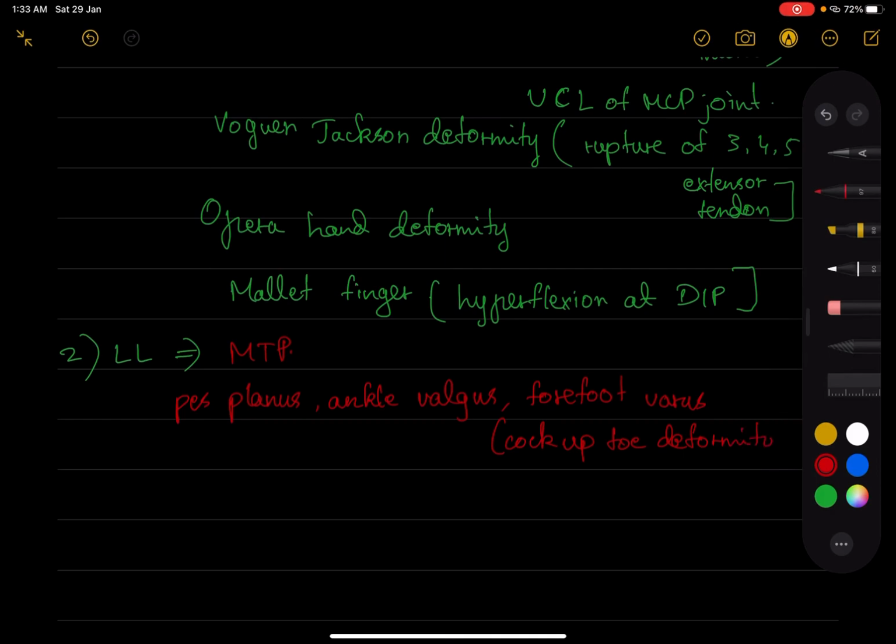The next part of the body which is affected is the TMJ, that is temporomandibular junction, followed by C1, C2. When C1, C2 is affected, there will be cervical myelopathy and entrapment neuropathy.